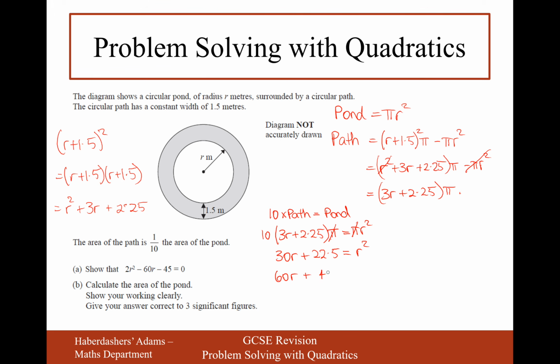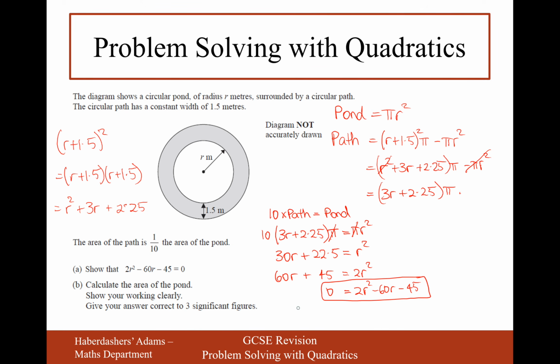60r plus 45 equals 2r squared. Take everything onto the left hand side, so right hand side now. 2r squared minus 60r minus 45. There's your final answer.